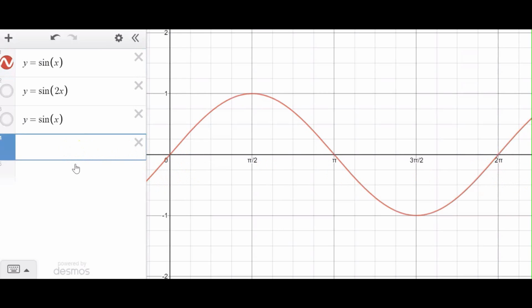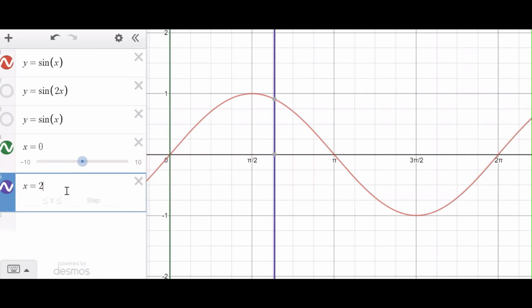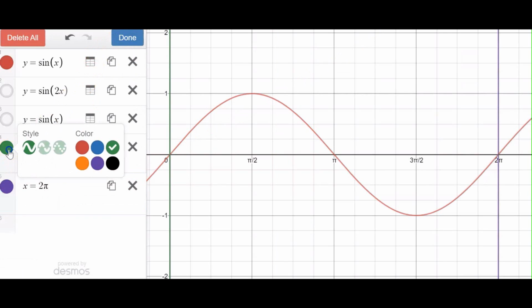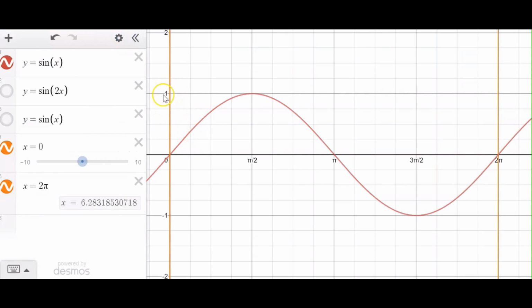So let me go ahead and put in a couple lines, x equals 0 and x equals 2 pi, and I'm going to put them in as orange. Okay, so between here and here, how many times does sine make a full cycle? It's one time, so the frequency is 1.